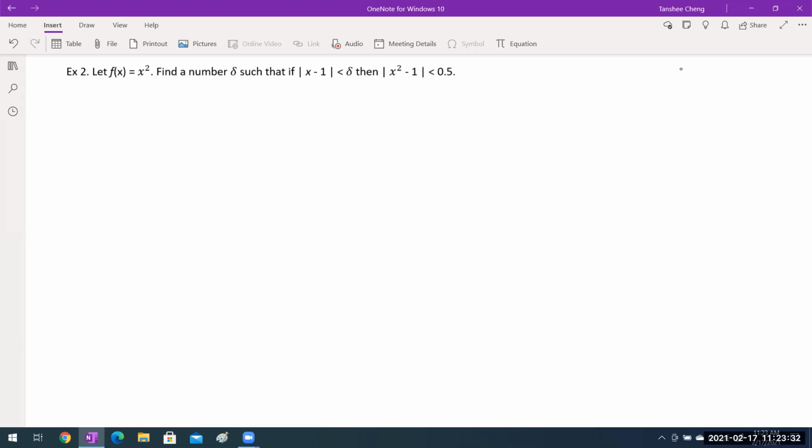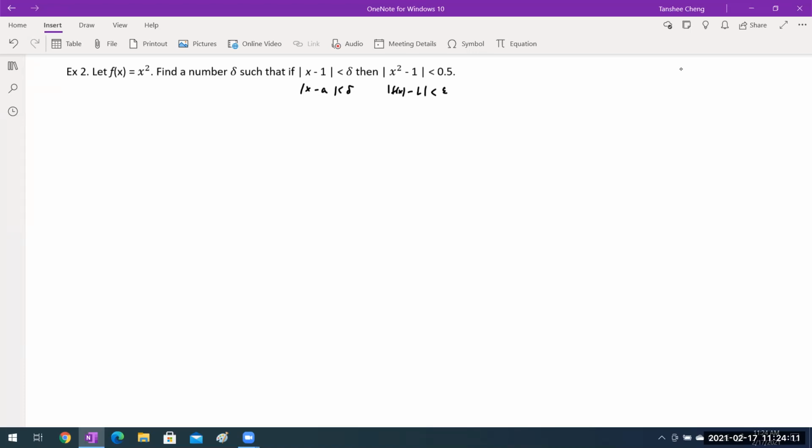So first of all, what you need to do is understand how to look at this in the format of the definition. So we have the absolute value of x minus a is less than delta. Then we have the function minus the limit is less than epsilon. So in this case, it's telling you that the function value minus the limit, we want that distance, meaning how close it is going to be, to be less than 0.5, right?